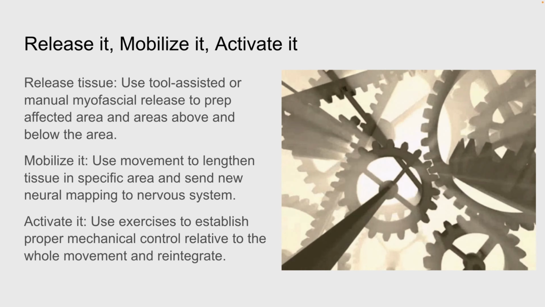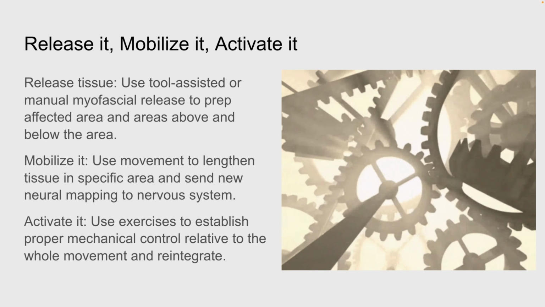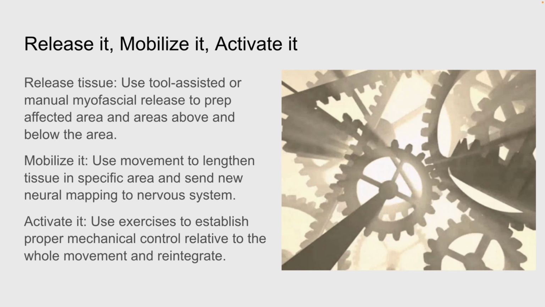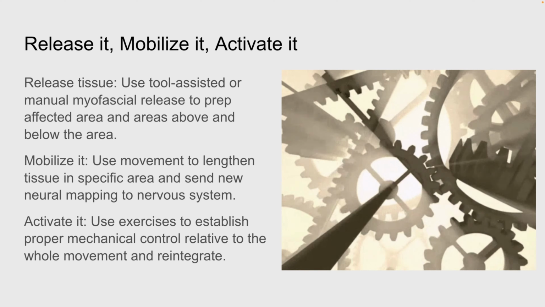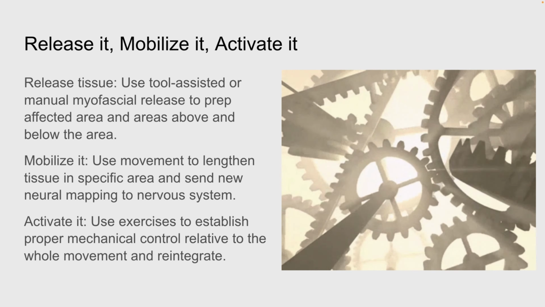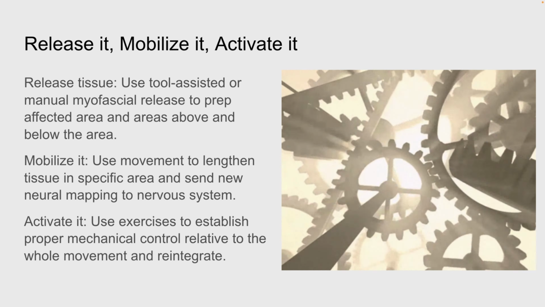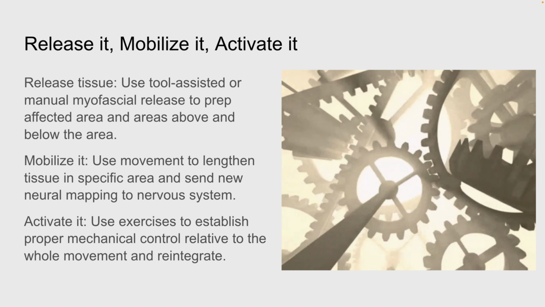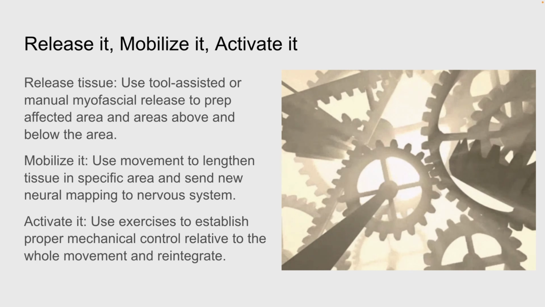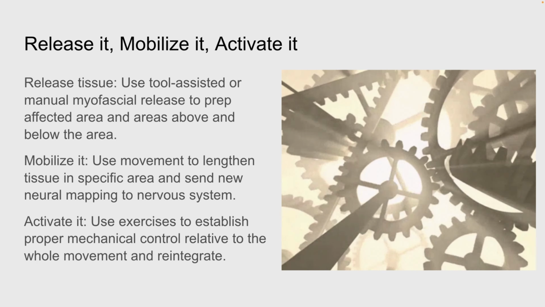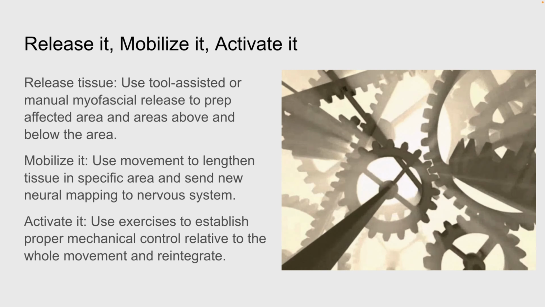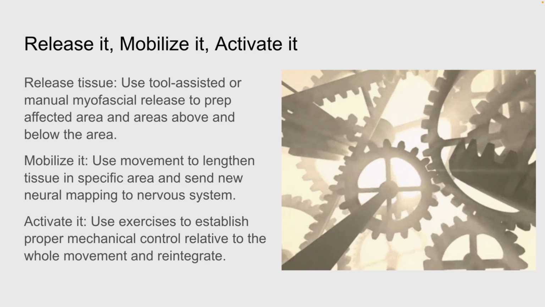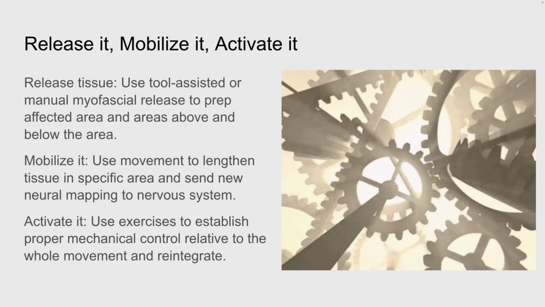like I said. So we're going to use tool-assisted or manual myofascial release to prep the affected area and areas above and below. So we don't just go where the discomfort or dysfunction is, we still look at the areas above and below. We use movement to lengthen the tissue in the specific area and send new neural mapping to the nervous system. So maybe this is a controlled articular rotation. Maybe this is a single joint activation. Maybe this is just practicing the movement without resistance to integrate it into the body.